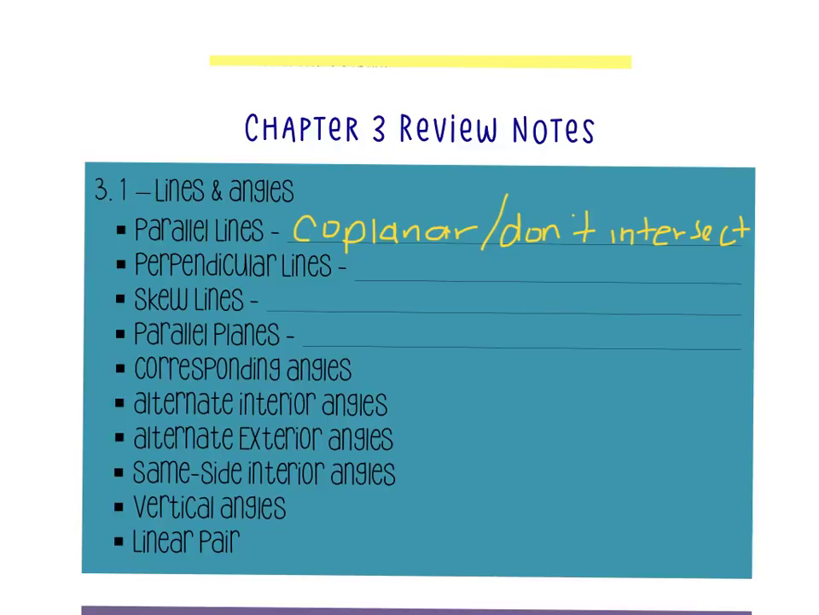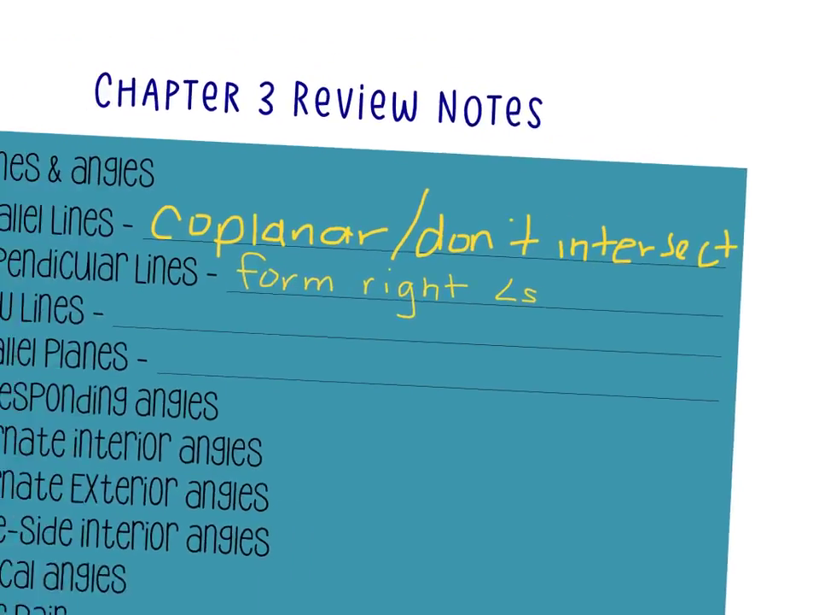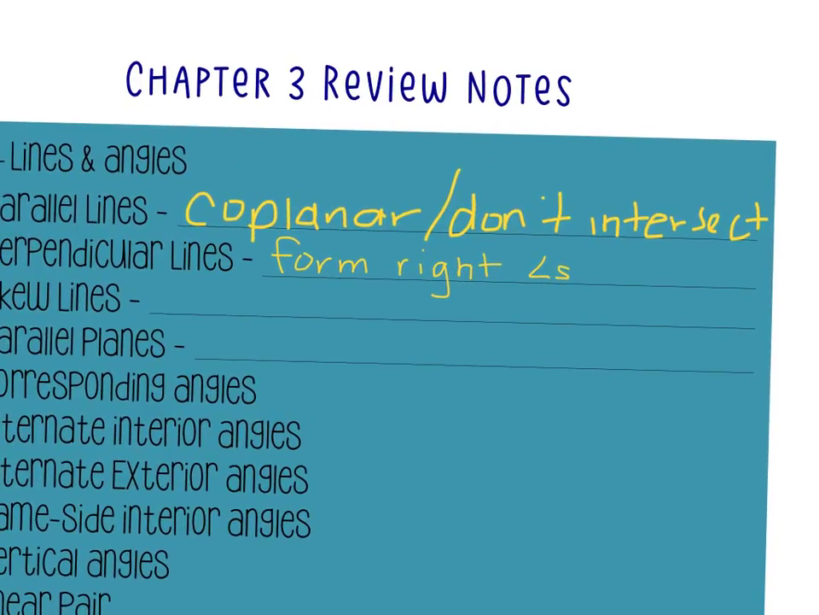And then perpendicular lines obviously form right angles. Skew lines are not coplanar and don't intersect. So all of those were on your quiz as well, which I have to get back to you.